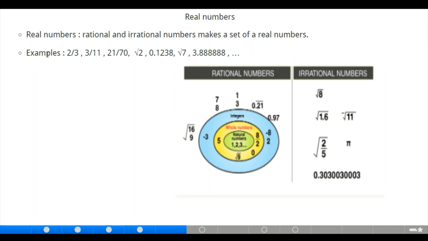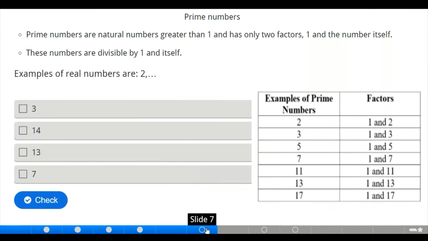As real numbers. And we have examples here: 2 over 3, 3 over 11, 21 over 70, root 2, 0.1238, root 7, and 3.8. It goes like that. So these are just examples of our rational and irrational numbers, and this comprises what? Real numbers. Now this leads us to the next slide that we have.